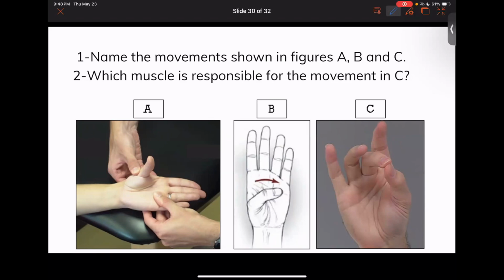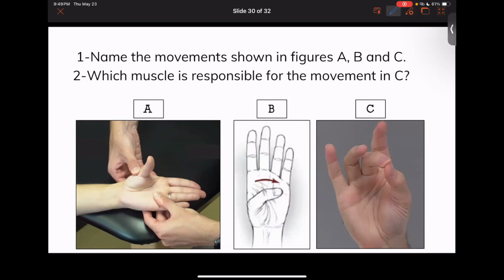Now the joints involved, if you want to be specific, are basically all the same. In A, the abduction is at the carpometacarpal joint of the first digit, so the thumb. Then in B, the flexion is at the carpometacarpal joint of the thumb, and opposition is at the carpometacarpal joint again of the thumb, of the first digit.